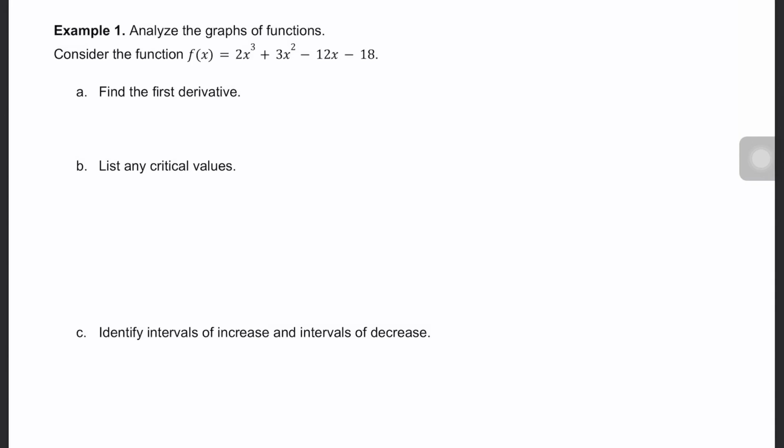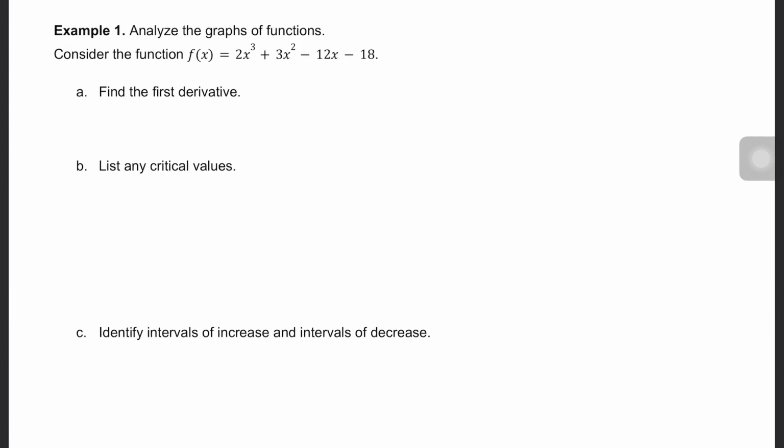All right, so let's try example number one. We have a list of items that we're looking for, so we're going to go through every single item. The function is given: 2x cubed plus 2x squared minus 12x minus 18. The goal is for us to analyze the function and then sketch it later on.